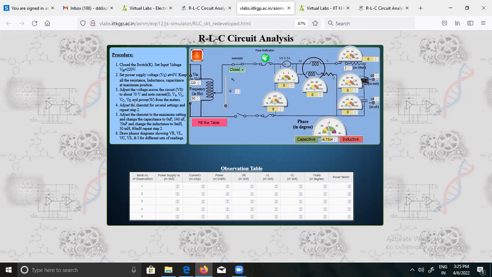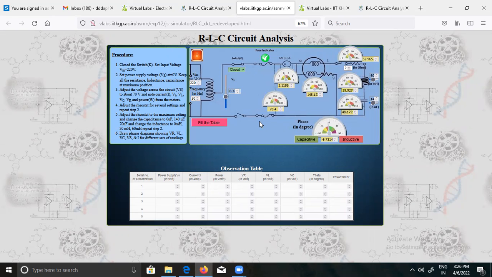Now what they want to say is to adjust the voltage across the circuit to 70 volt. Where are we going to see that voltage? Whenever I vary this toward this side, here you are observing this Vs. Now see, I'm going to vary it. As soon as it comes to 70 volt, yes, it is 70.4.